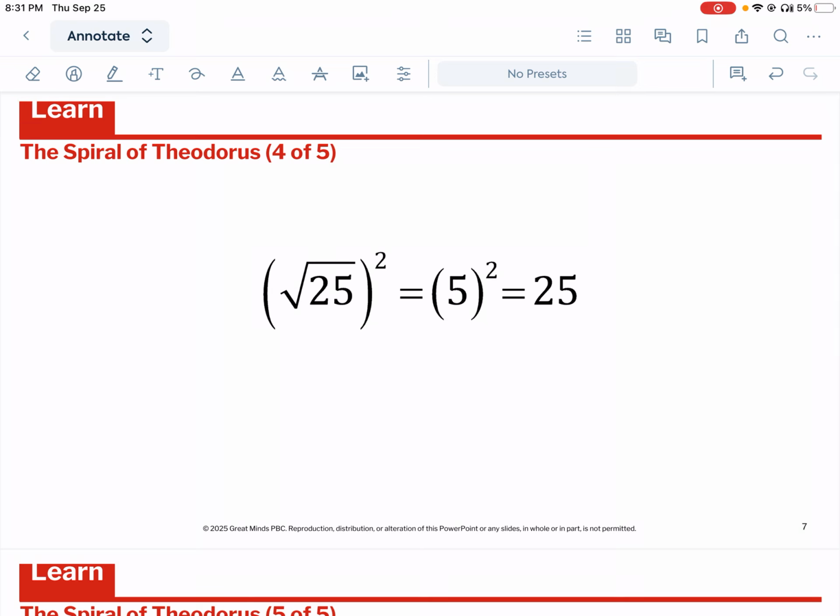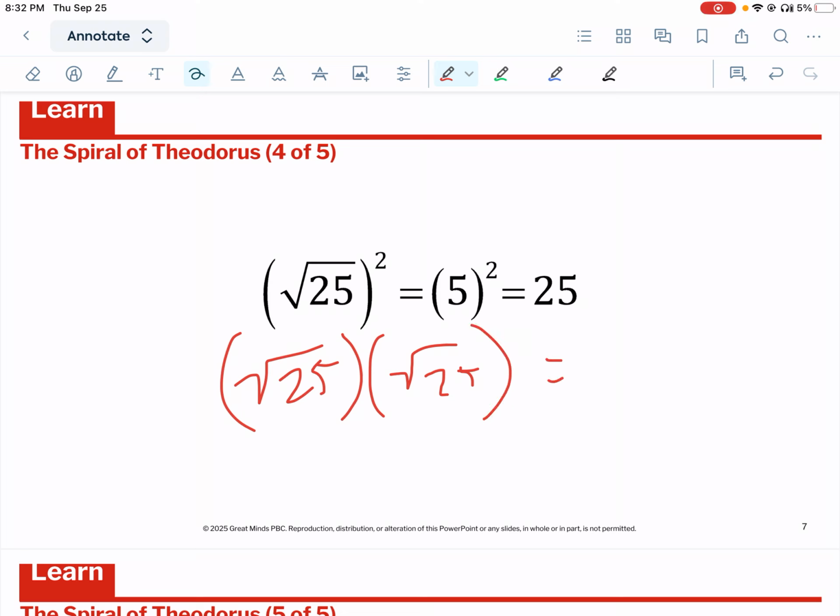Here, this is just to show you that anytime you take a square root value and then square it, like you have the square root of 25 and then you square it and multiply it to itself, the square root of 25 squared is just going to be 25 and you just take the symbol out.